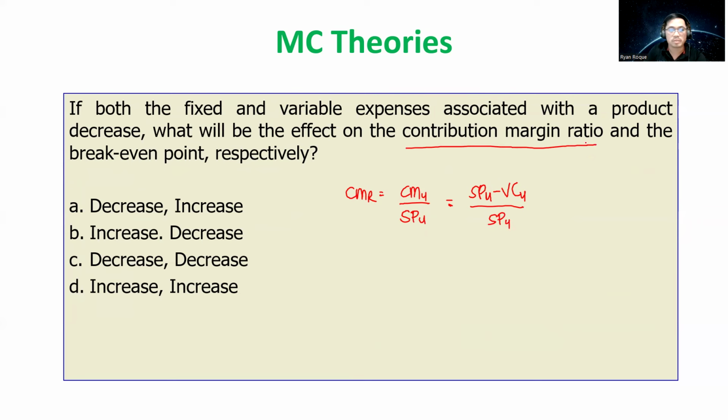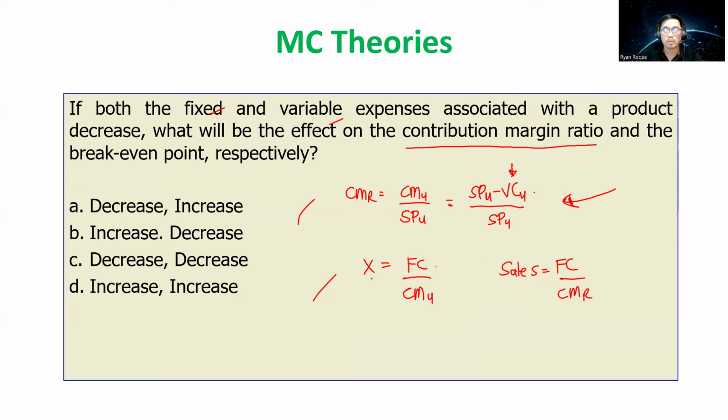The second item that we're going to look into would be the break-even point. So it's either X equals FC over CMU, meaning the number of units to break even, fixed cost over contribution margin per unit, or in terms of sales, that would be FC over CMR. So what will be the effect on the CMR and the break-even if both the fixed and variable costs associated with the product decrease? If you look at the CMR, only the variable component could affect the CMR. So it was said here that the variable cost will decrease.